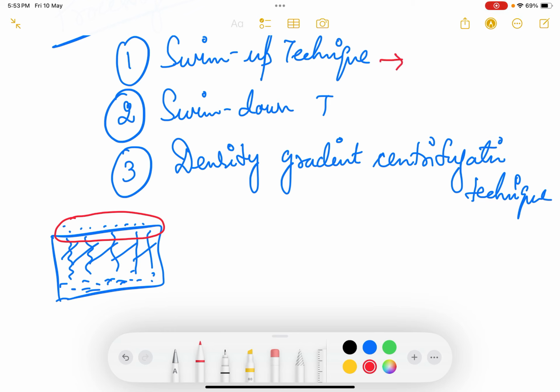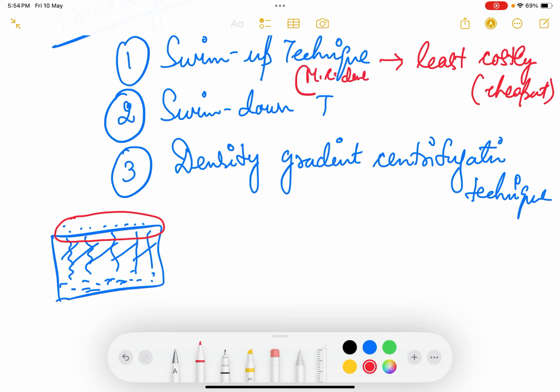Swim up technique is least costly, ठीक है, मतलब ये सबसे cheapest है, okay. This is the cheapest and so most commonly done. It is the most commonly done is swim up technique. Remember this MCQ question. Swim down technique is you take the semen specimen, take a solution and then put the semen specimen above, okay. This solution will be lighter. So the sperms which are viable, they will be heavy and they will come down and you collect it from below. So this is swim down technique.